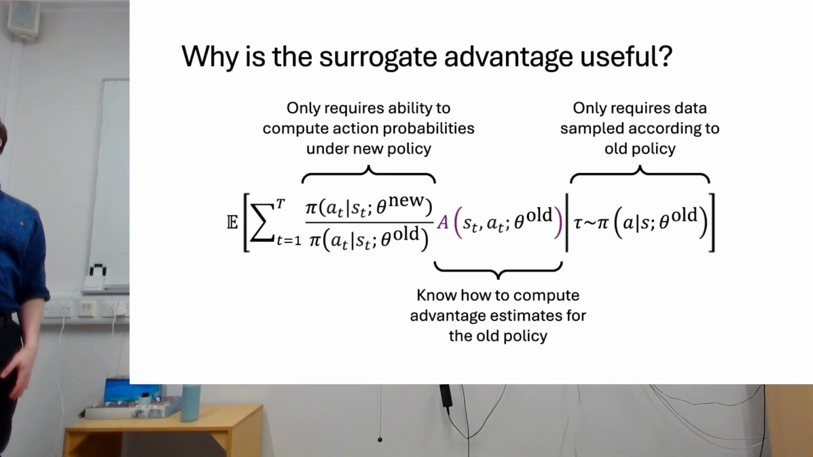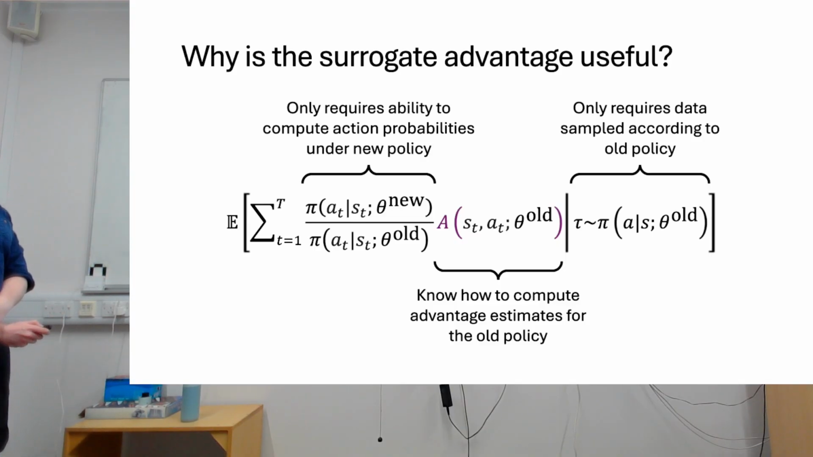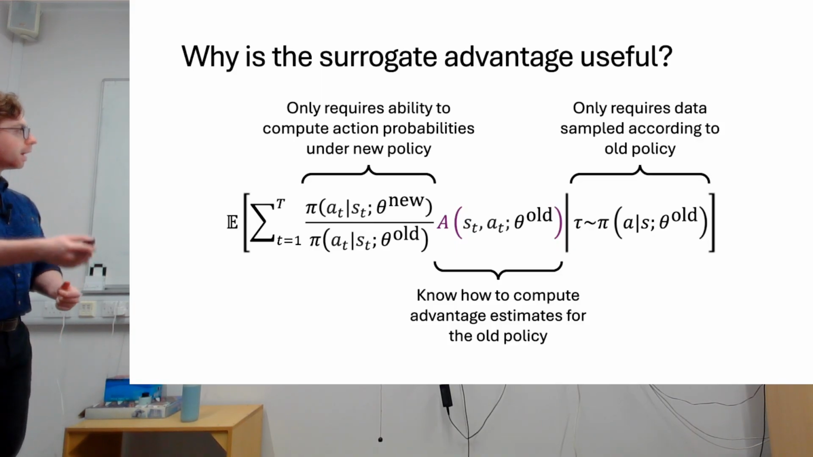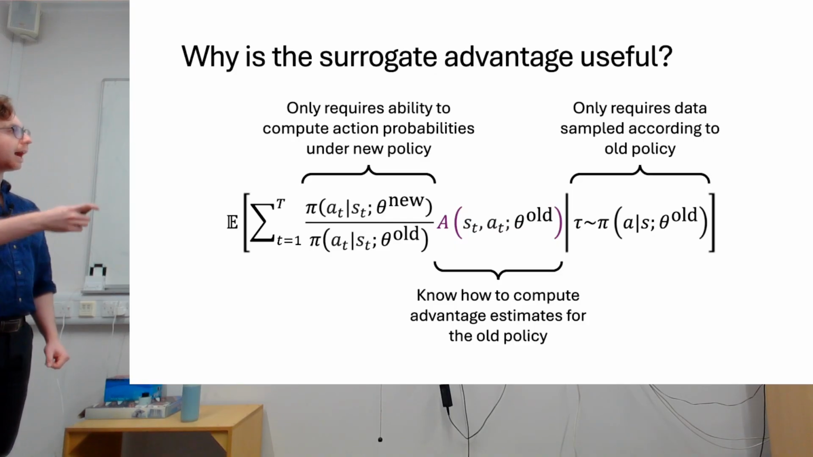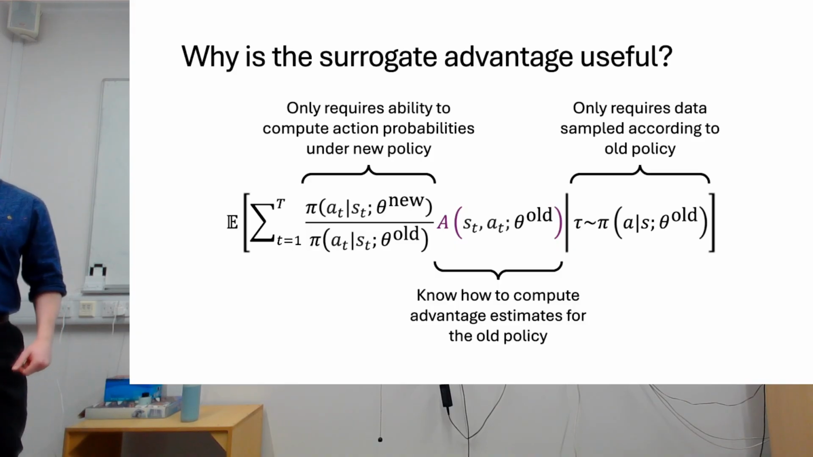Anything else? Yeah? Could you do multiple updates before you update theta old? That's exactly what you do, yes. This is why this is so useful, because provided these policies are close to one another, I can do many updates of theta new without updating theta old. So I do many gradient steps to update theta new, and then I've got my updated value of theta new, and now I make theta new theta old, do a rollout, and then do multiple gradient steps again.